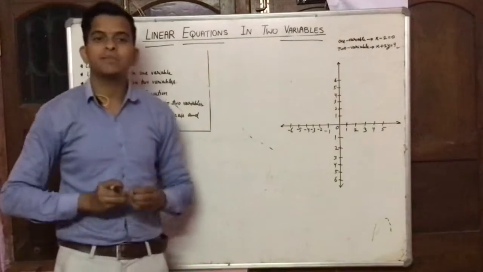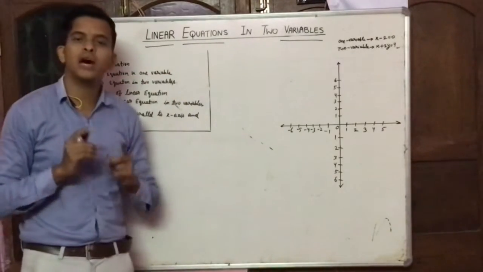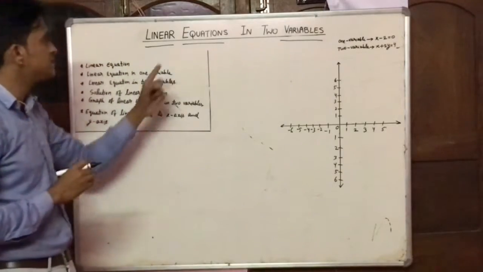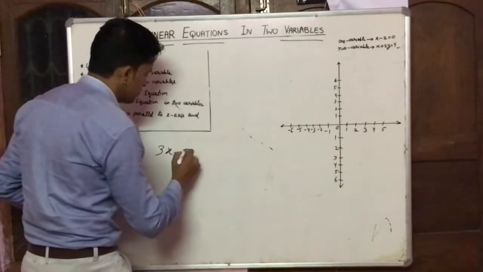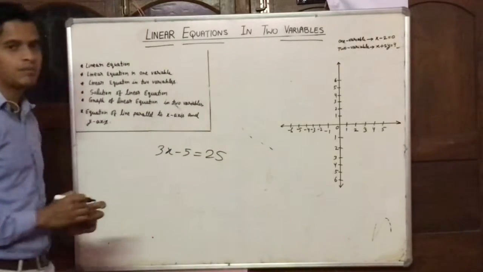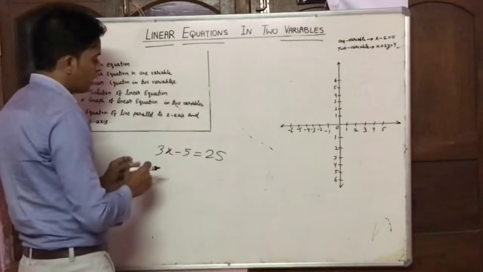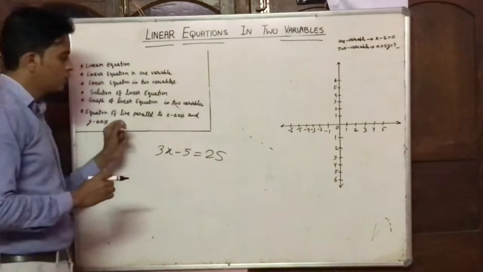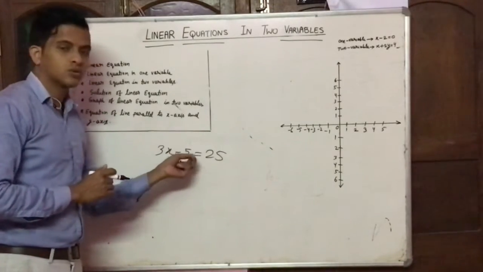Equation: a statement of equality of two algebraic expressions involving one or more unknown quantities is known as an equation. For example, 3x minus 5 is equal to 25. So here, for what value of x do we get 3x minus 5 is equal to 25?